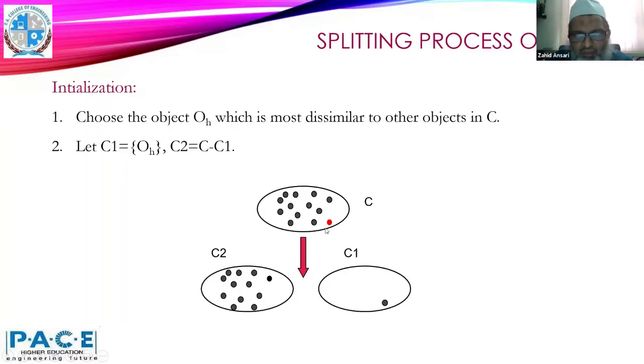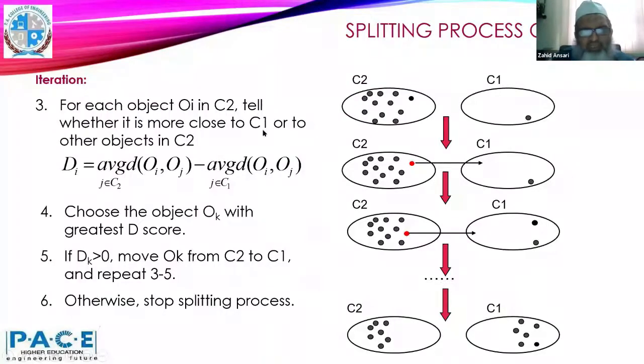Once we have separated it, how do we process further? Once we have another cluster, C1, we need to find out for every object whether it is closer to this cluster or that cluster. So we find the average distance from each cluster, and all those objects which are closer to the other cluster are shifted to that cluster. That way we are dividing the clustering. So this is DIANA.